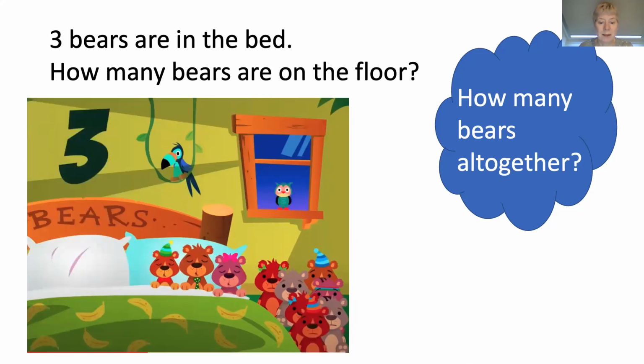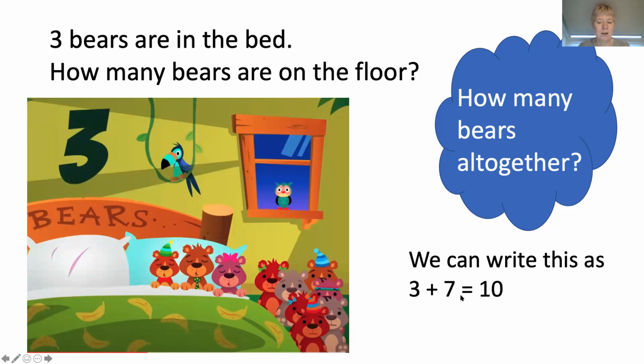3 bears are in the bed. How many bears are on the floor? Well done, 7 on the floor. And how many altogether? Still 10. Can you write down 3 bears in the bed, 7 bears on the floor, 10 altogether? Good job. 3 plus 7 makes 10.